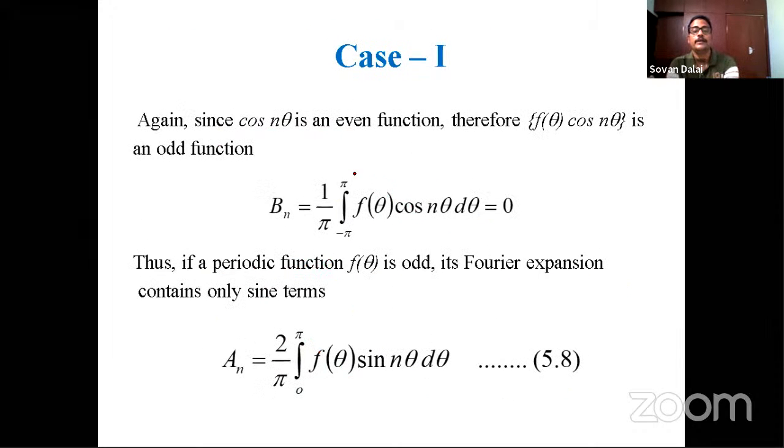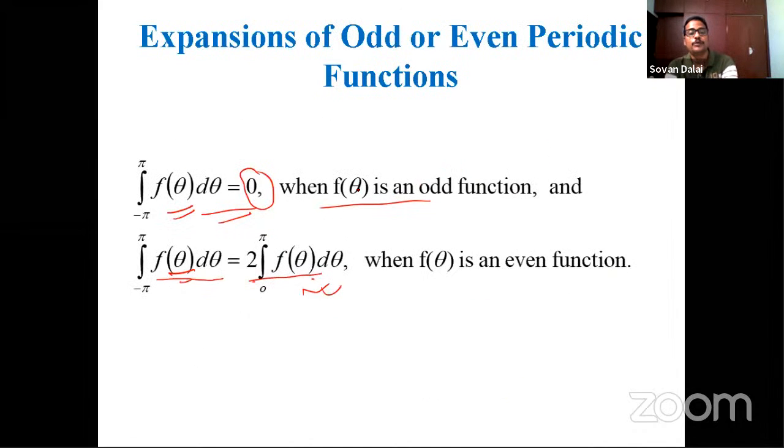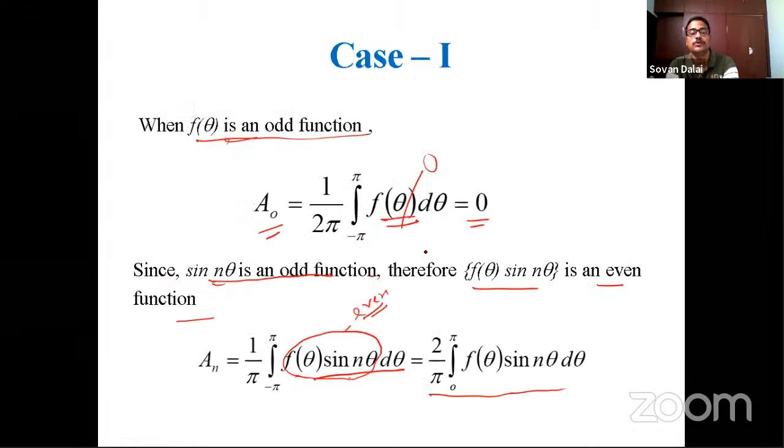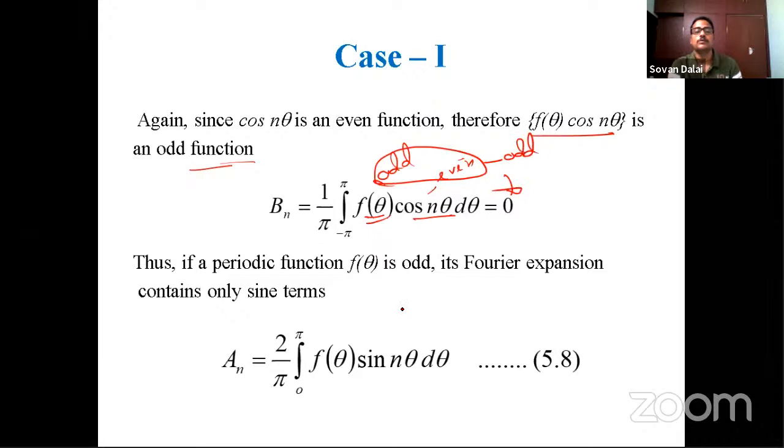Now for finding bn, f theta we consider as odd. What about cos n theta? Cos n theta is even. So what is the product of these? The product of even and odd is an odd function. Already, as we saw, if the function is odd, the integration is definitely equal to 0. Here the product of odd and even acts as an odd function. That is why that integration value is equal to 0.